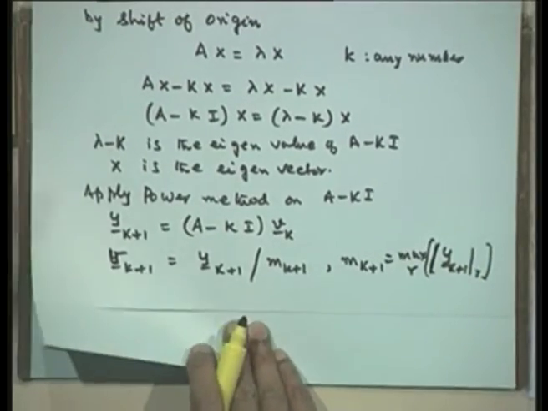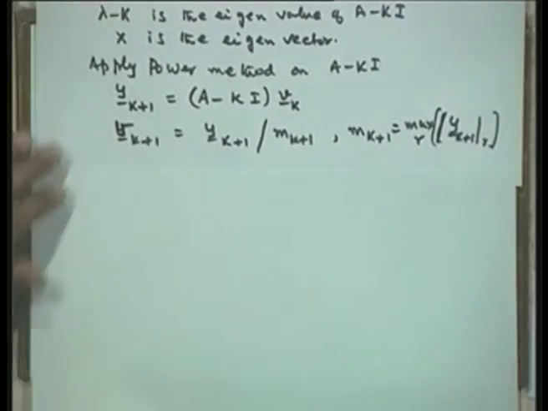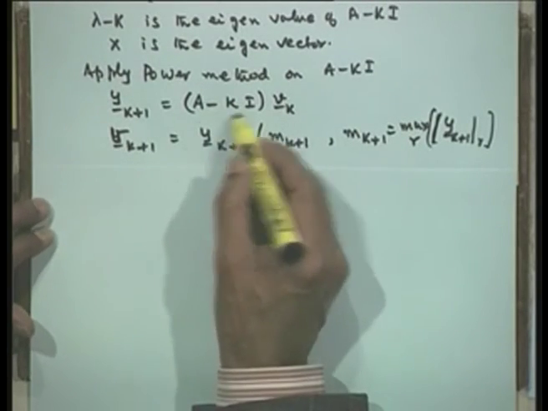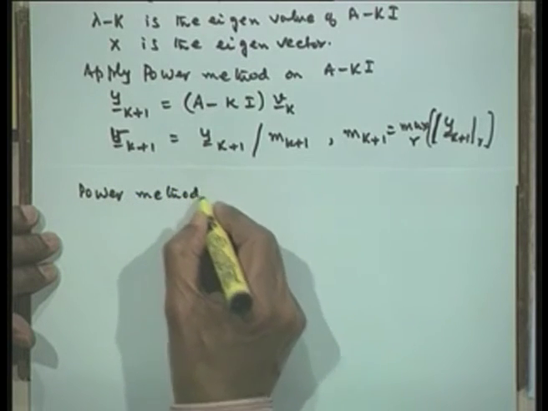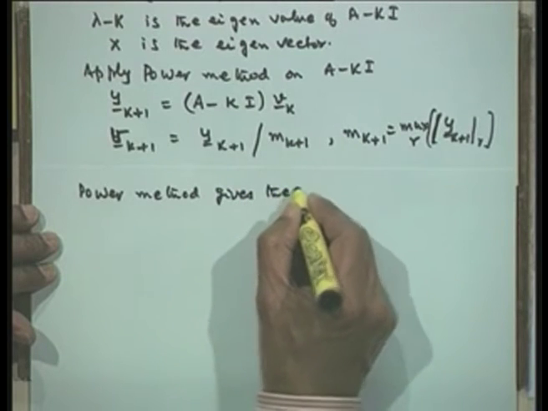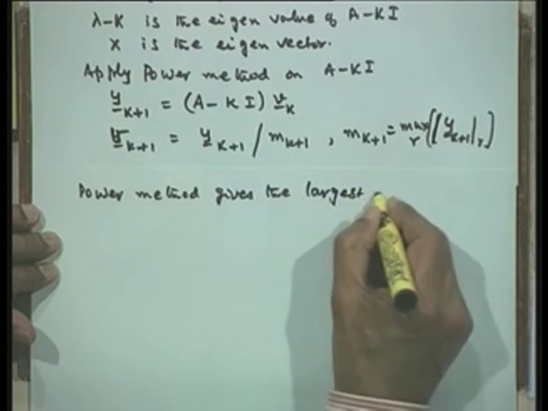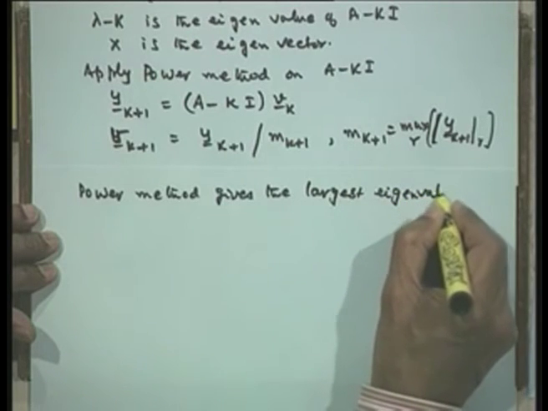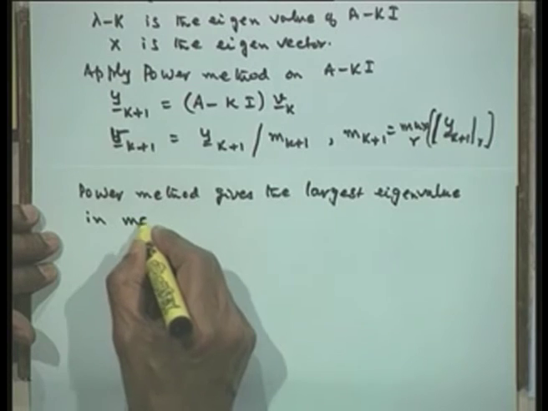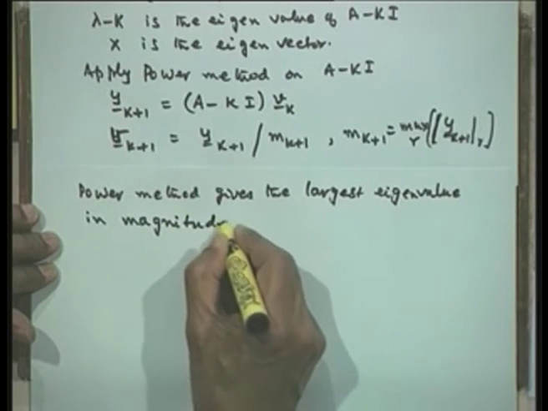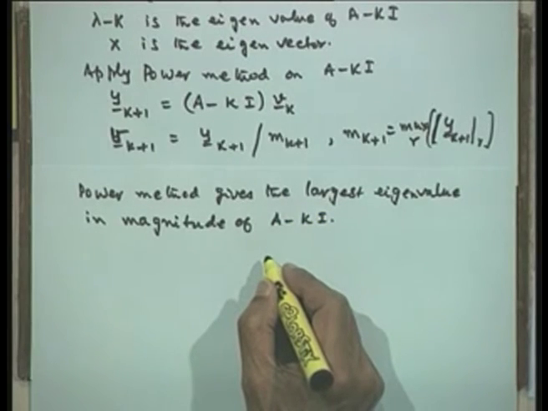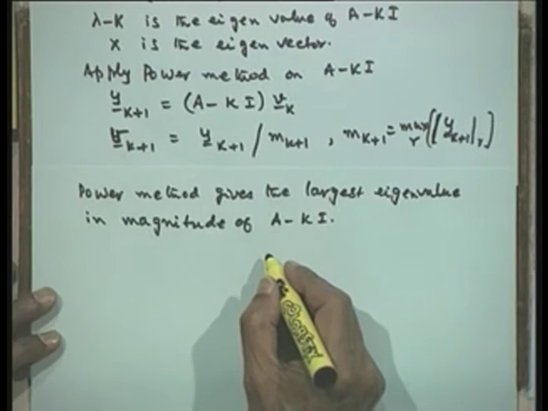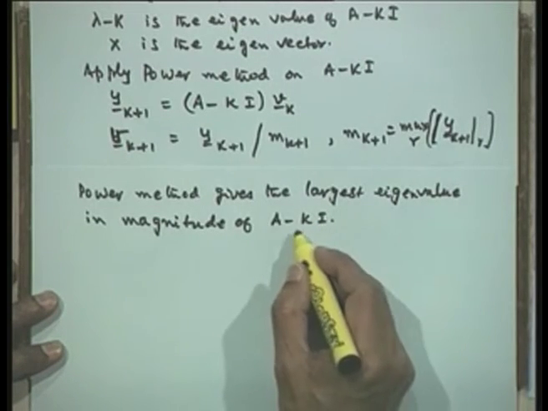That means the power method gives the dominant eigenvalue of A minus k I. Therefore, the power method gives the largest eigenvalue in magnitude of A minus k I. Once we find the largest eigenvalue of A minus k I, we can go back and find out what is the correct eigenvalue.